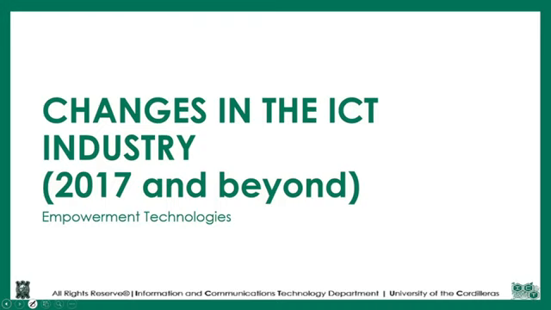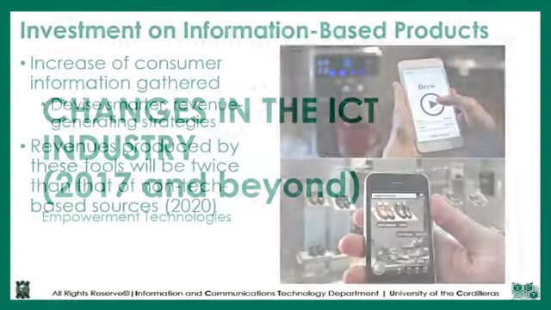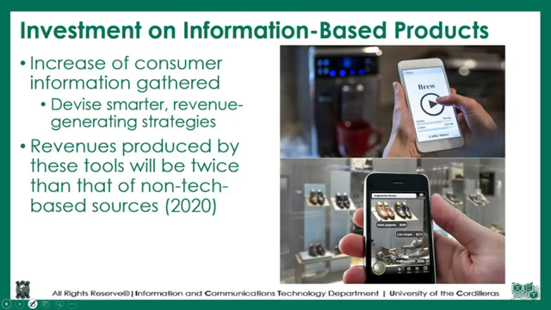Now, let us look at how ICT changes the industries that it gets involved in. So, let's look at the investment in information-based products to start with. We'll see here that many companies now are starting to gather a lot of information about their customers. So, information is the keyword here. A lot of information is being gathered: their browsing history, their likes, their dislikes, their shopping history.